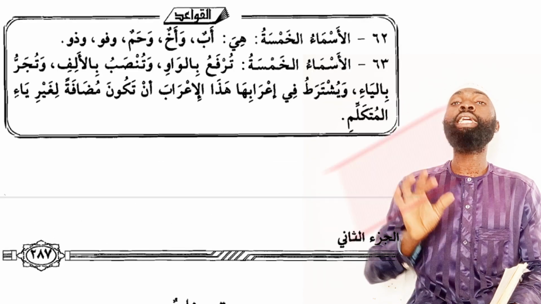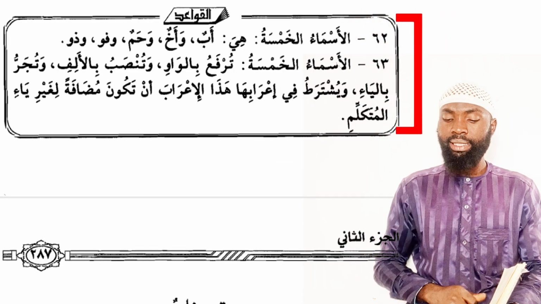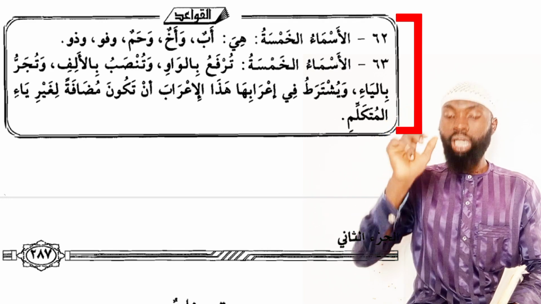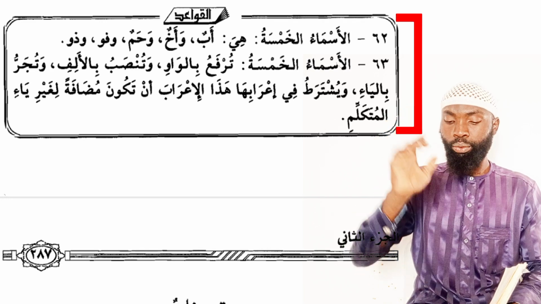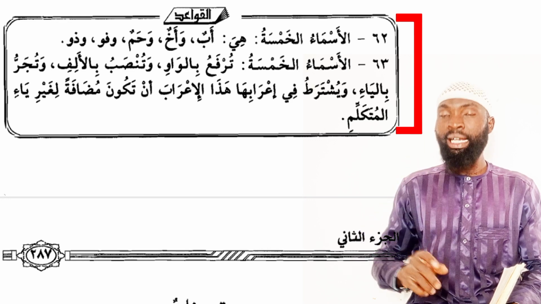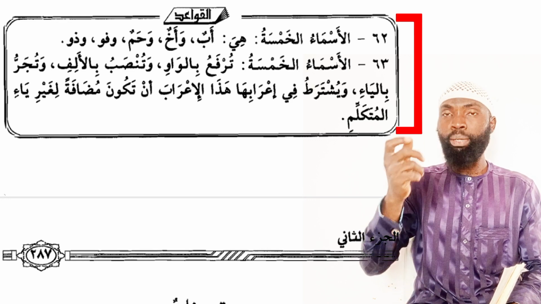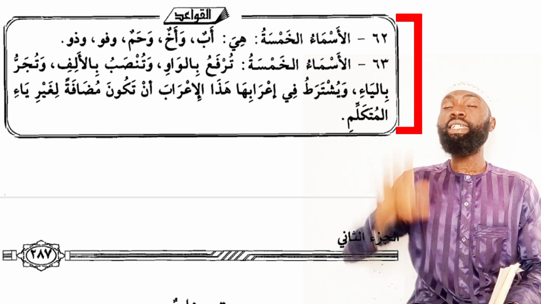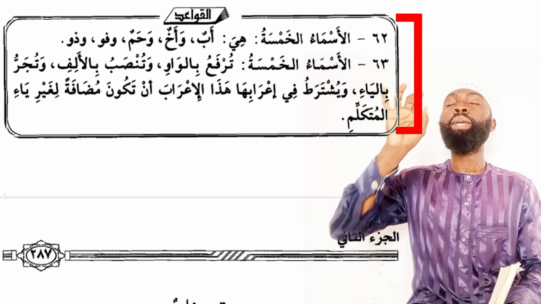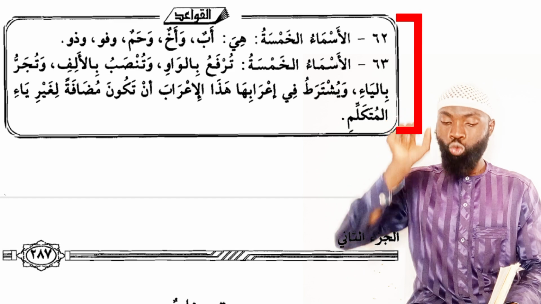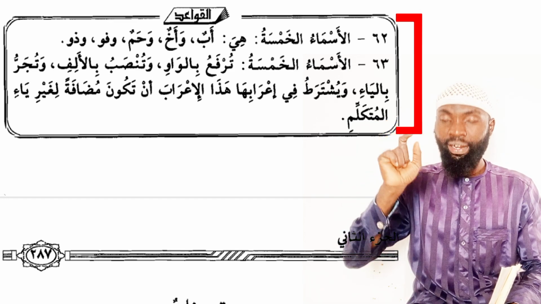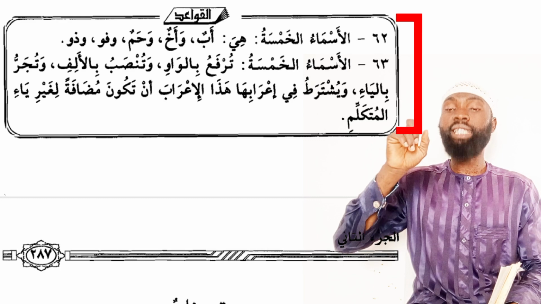Here we have al-qawaid, the rules. The first rule says that al-asma'ul khamsa, the 5 nouns, are abun, akhun, hamun, fu, and dhu. And the second rule says that al-asma'ul khamsa turfa'u bil wawi wa tunsabu bil alifi wa tujarru bil ya. These 5 nouns are made to be in the raf' case, nominative, with wa, in the nasb case, accusative, with alif, and in the jar case, genitive, with what?